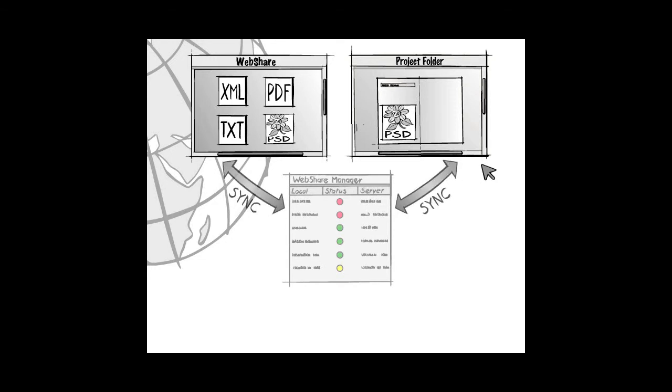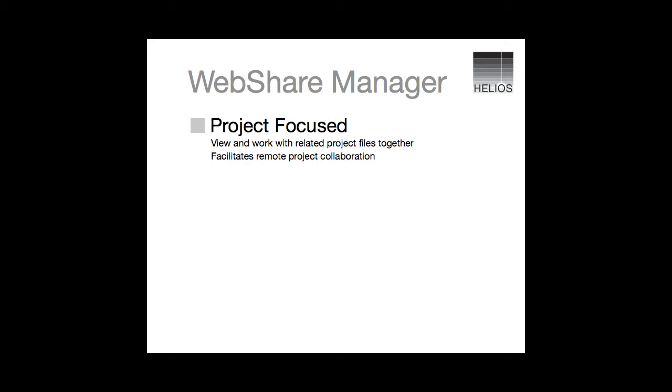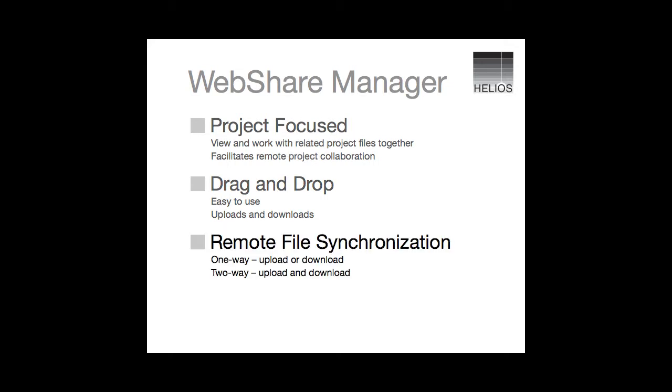Using any web browser, remote users can view server content in HELIOS WebShare and drag and drop files straight from WebShare into a project folder on their local workstation. Likewise, users can drag local files into the project folder and they will be uploaded to the WebShare server. In addition, WebShare Manager includes options for automatic one-way or two-way synchronization of file changes. These WebShare Manager capabilities make WebShare more intuitive to use, facilitate remote project collaboration, and enable automatic remote backups.